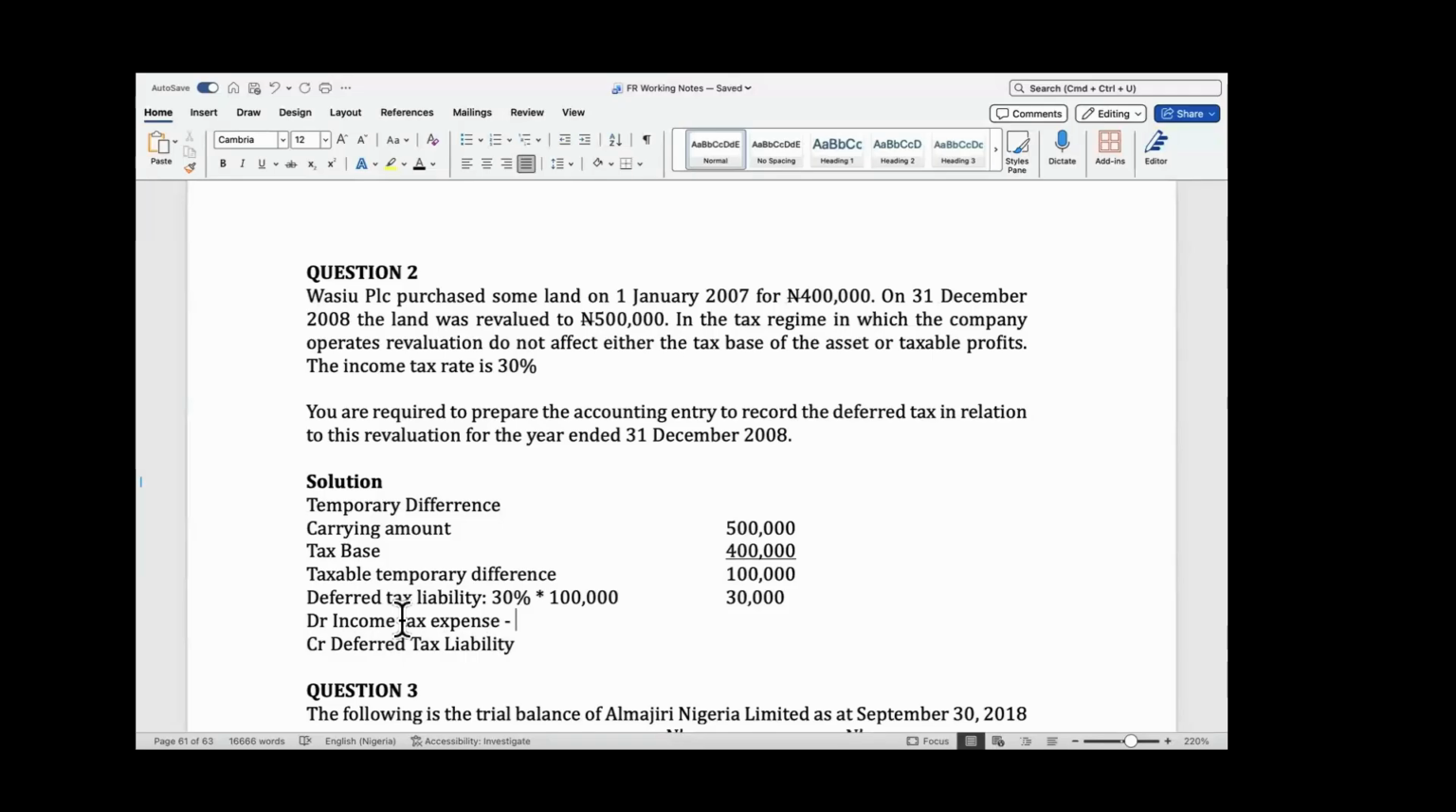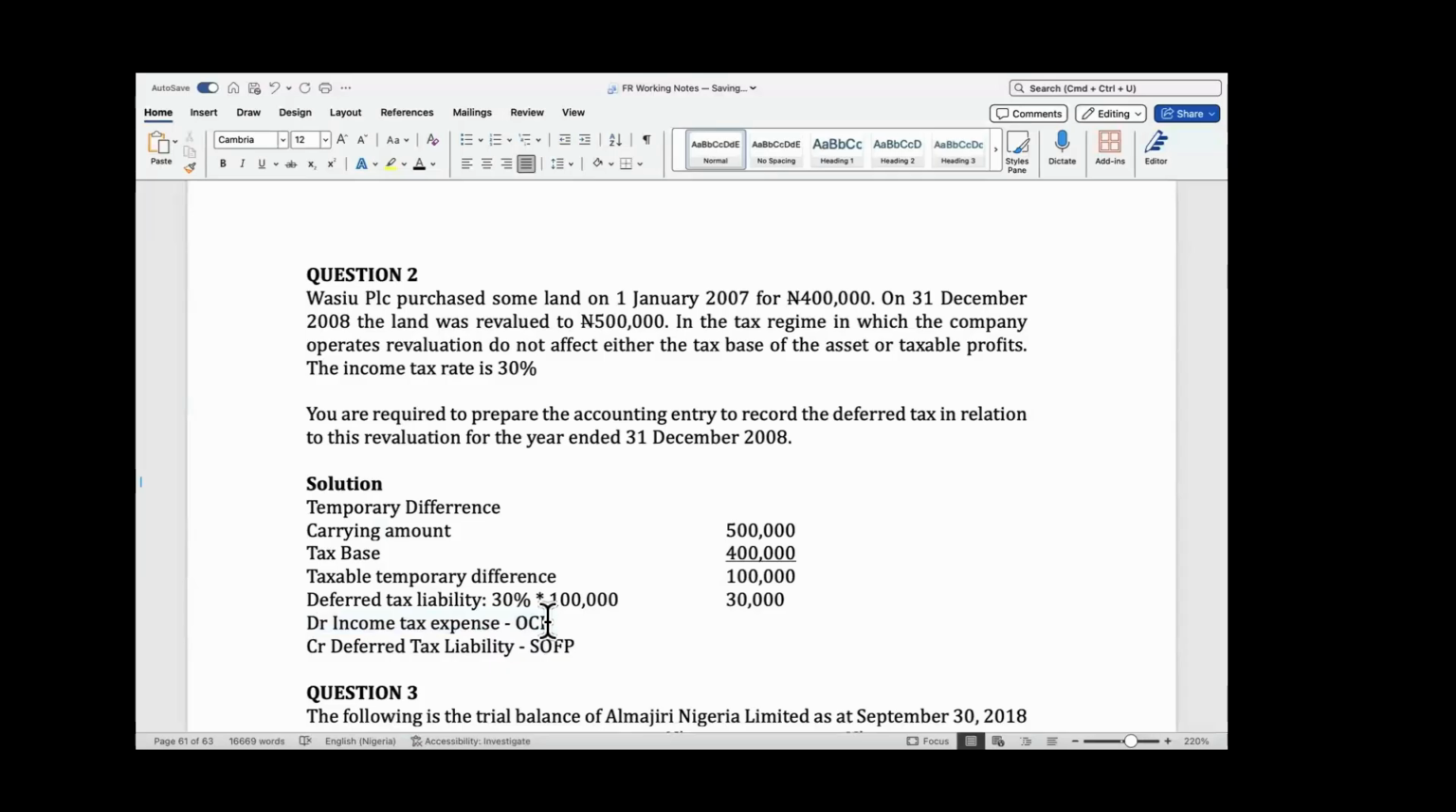Okay. What about this deferred tax liability? Statement of financial position. Good. But you're wrong here. This is OCI. Who knows why I said OCI? Yes, because the revaluation surplus goes to the other comprehensive income.